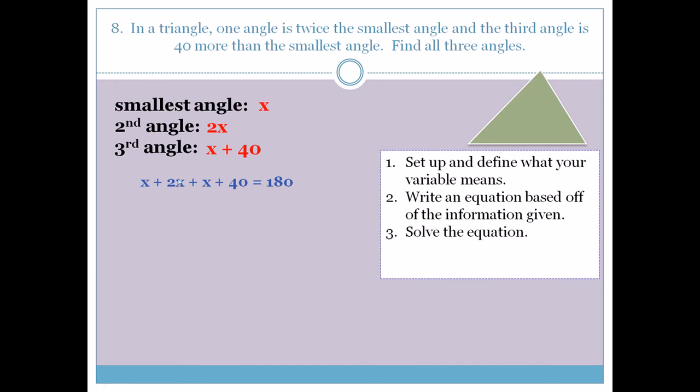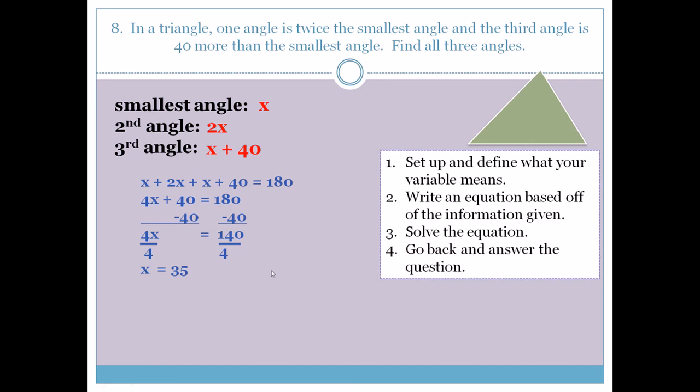All right, x plus 2x plus x is 4x, plus 40. We're going to subtract that 40 from both sides. I know this is like the easy part. You're like, I can do this. I've got this down. 4x equals 140. Now I divide by 4. x equals 35. But what does that really mean?